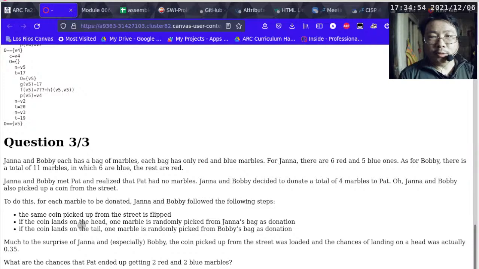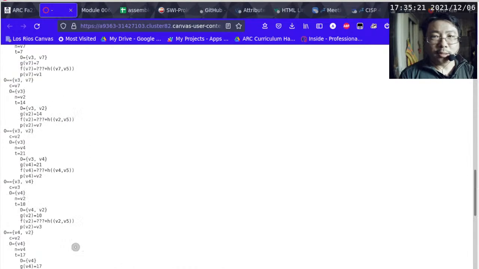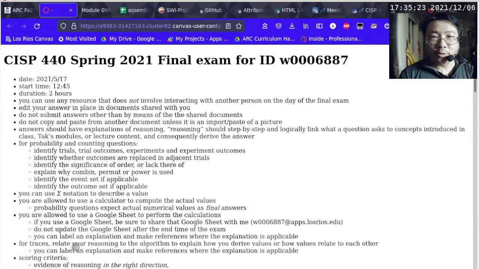If the coin lands on the head, one marble is randomly chosen from Jana's bag as a donation. If the coin lands on the tail, then one marble is randomly picked from Bobby's bag as a donation. Much to the surprise of Jana and Bobby, the coin picked up from the street was loaded, and the chance of landing on the head was actually 0.35. So we can probably suspect that this was one of the lost coins from the first question.